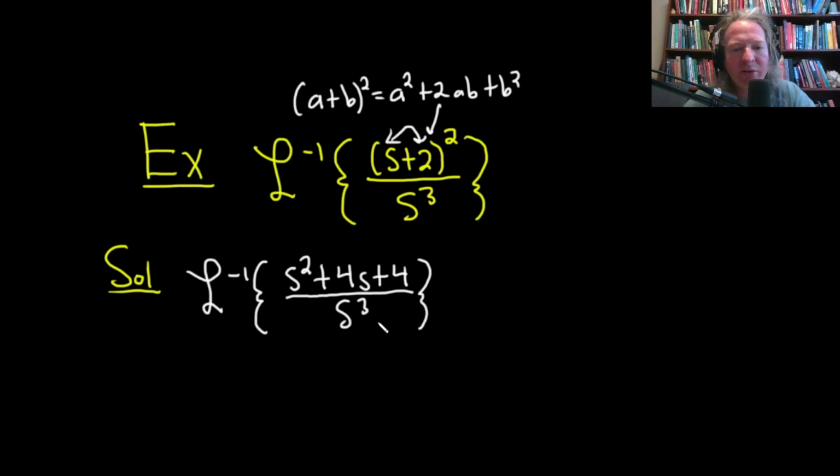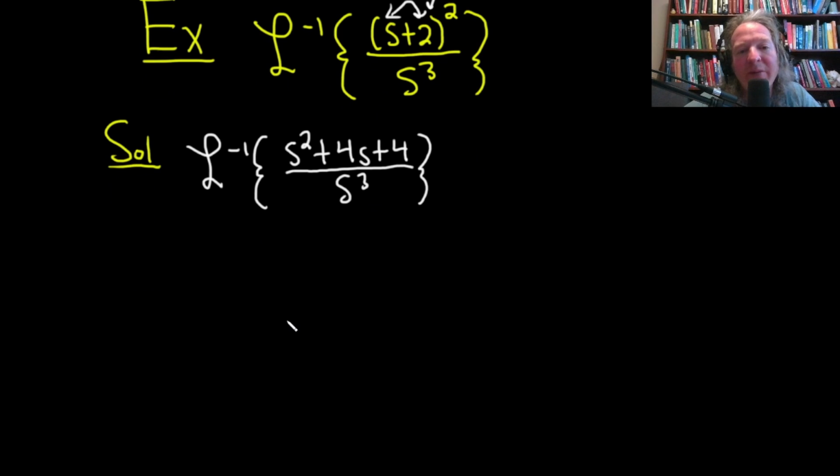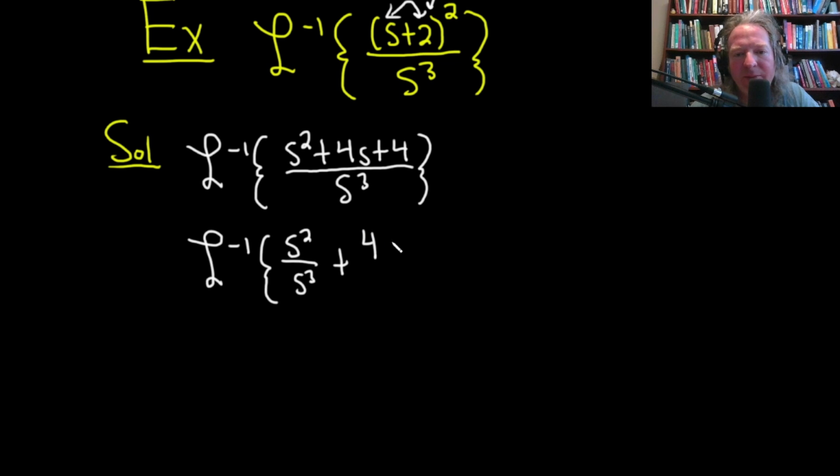All right, and we're going to use the fact that the inverse Laplace transform is linear. So we're going to break this up into 3 different inverse Laplace transforms. First, let's break up this fraction though. So this is the inverse Laplace of s squared over s cubed, plus 4s over s cubed, plus 4 over s cubed.